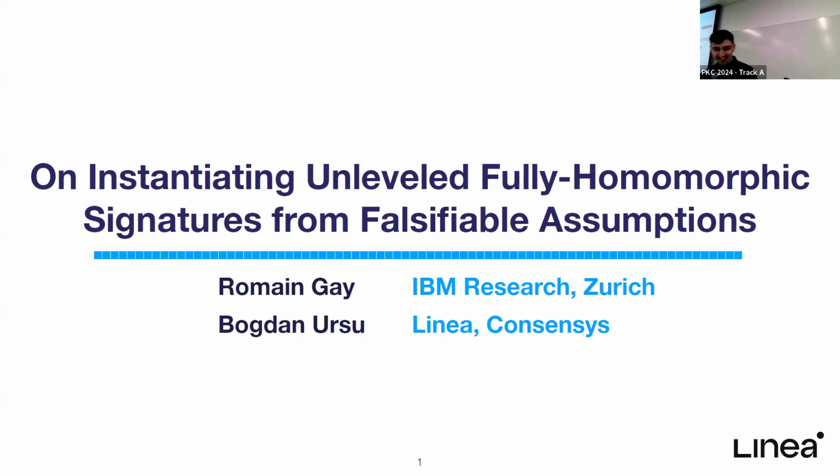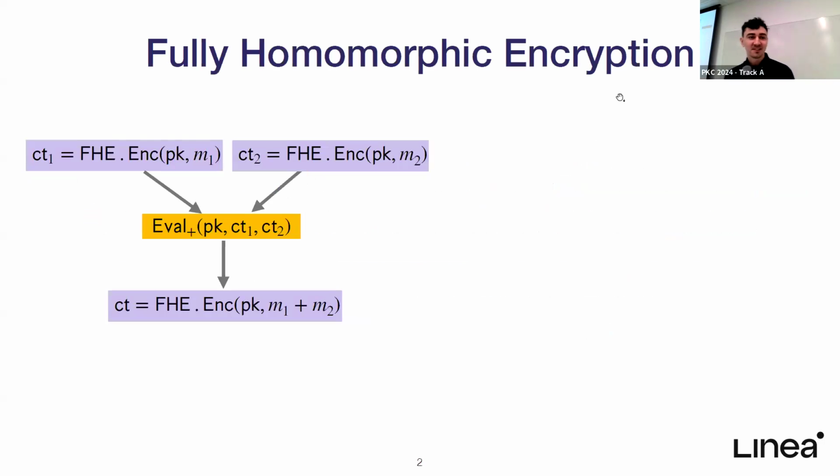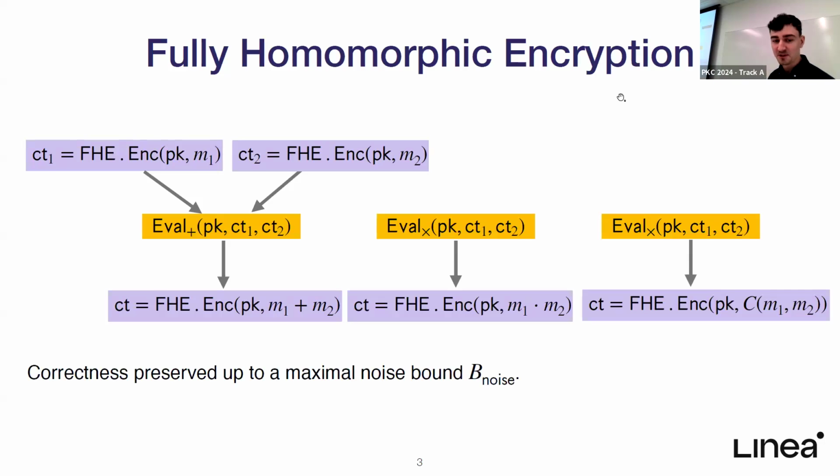Okay, so let's get started. I'm starting with some preliminaries, but basically, you all know what FHE is. We have two encryptions. We can compute encryptions of the sum. We can compute encryptions of the multiplication and arbitrary circuits. Here it has R_T equals 2, but this can be readily extended. And correctness is preserved up to some noise bound.